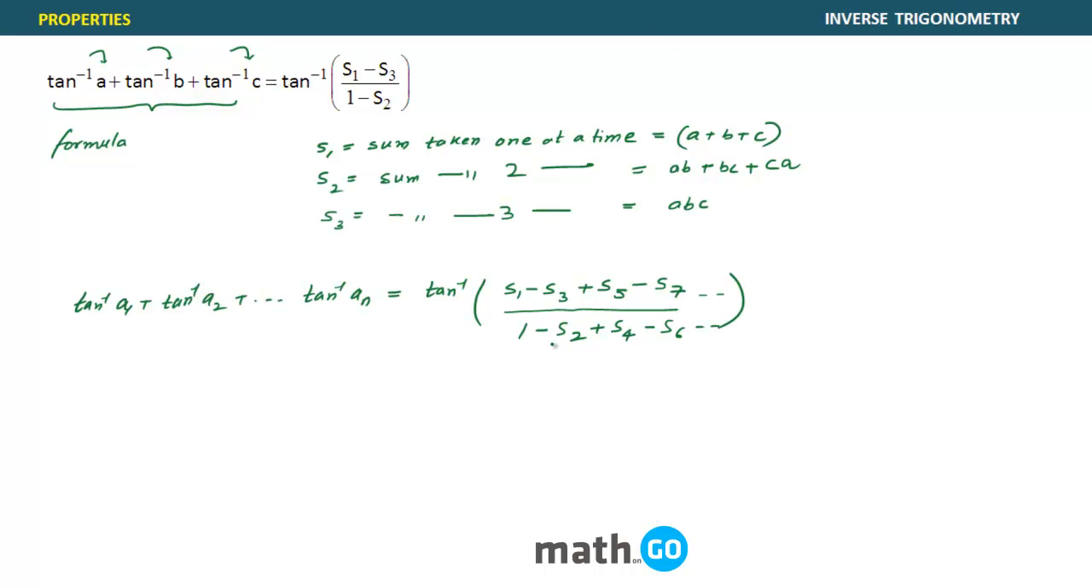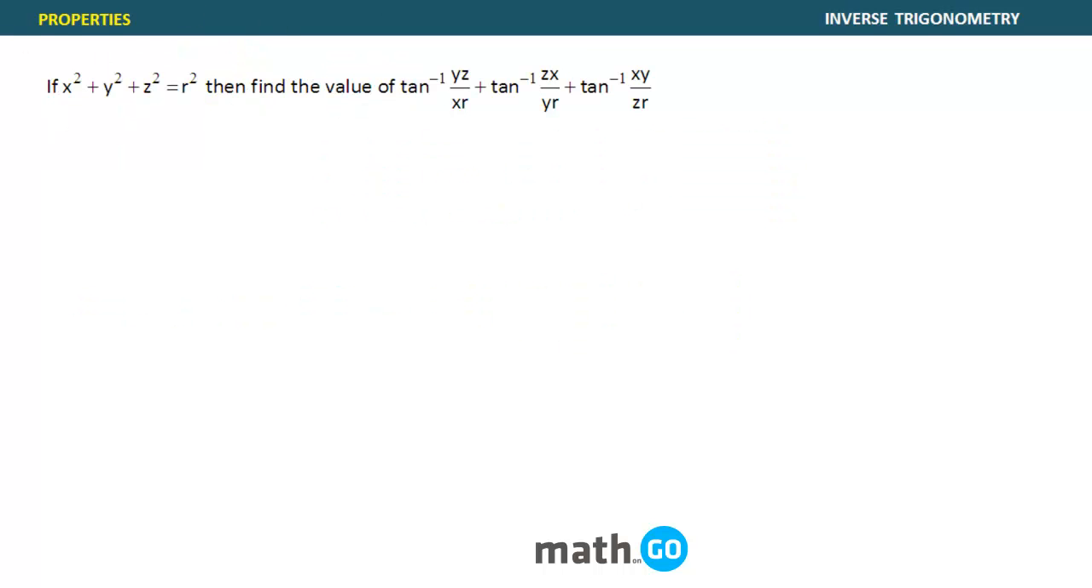Okay, so let's see the application of this formula straight away in a question. It is said that if x square plus y square plus z square is equal to r square, then find the value of this. So here the role of A is being played by yz by xr, the role of B is being played by zx by yr, and C is nothing but xy by zr. So you need to find the value of tan inverse A plus tan inverse B plus tan inverse C.